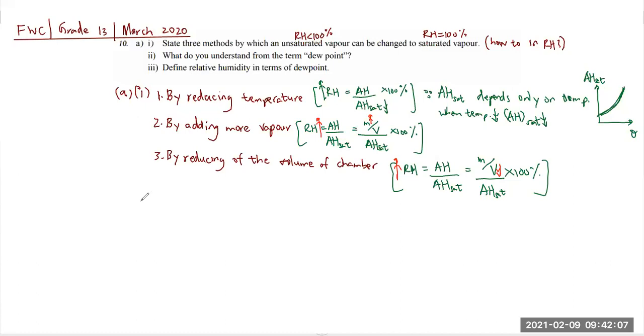I hope that is okay. And the second part, what do you understand from the term dew point? Dew point is a temperature, isn't it? Dew point is a temperature. So you can say dew point is the temperature at which an air sample starts, gets saturated with water vapor.